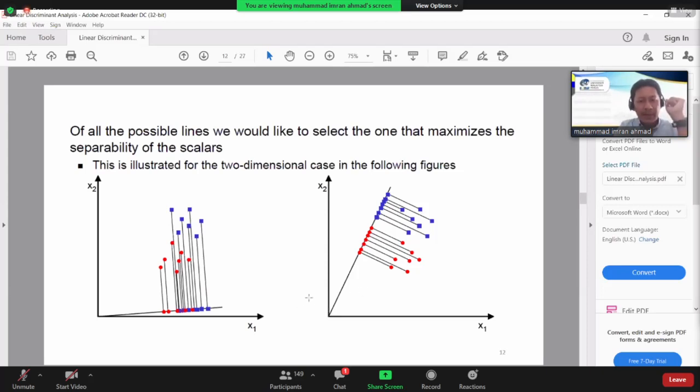Another way, with the same distribution of the original data space, is our projection in this way. So we can see that our data is well separated for class red and also class blue. So this is the idea that we want to calculate with PCA, LDA.